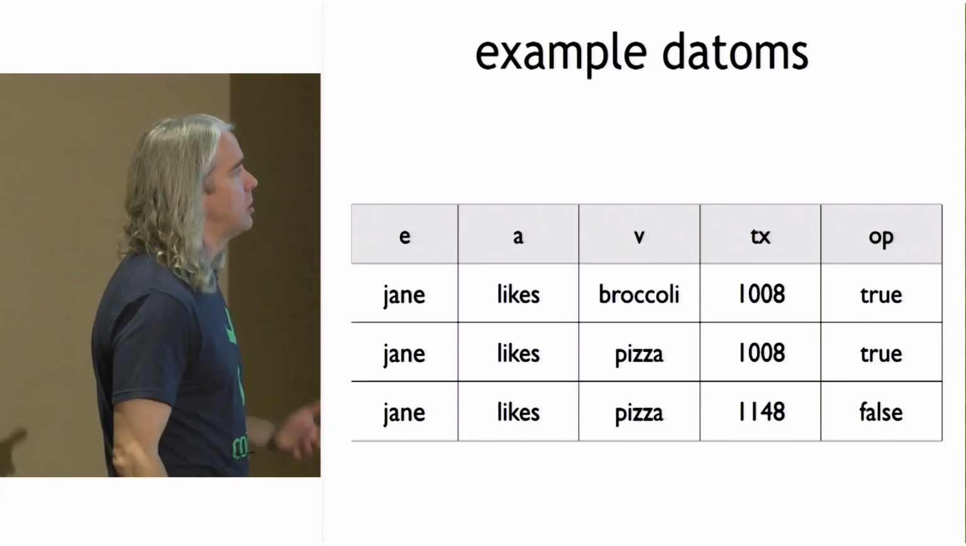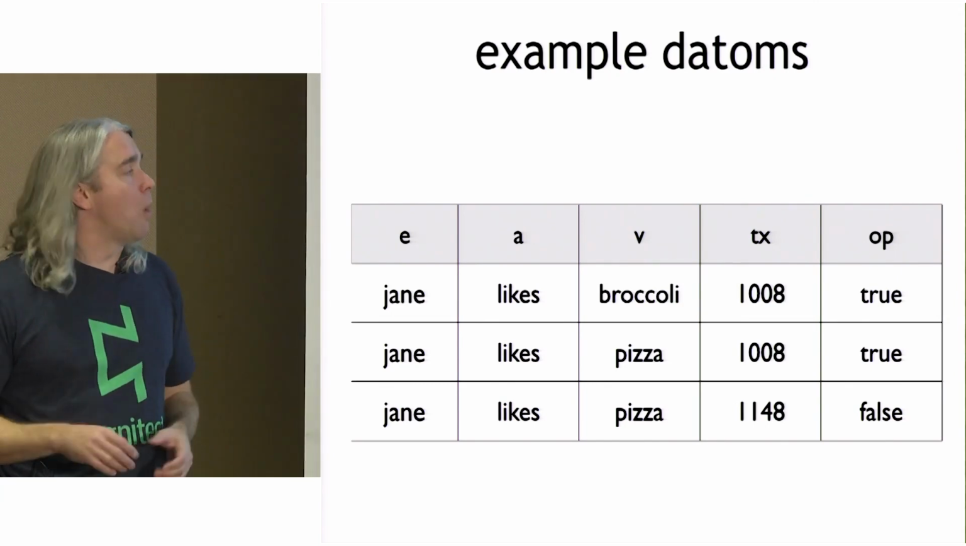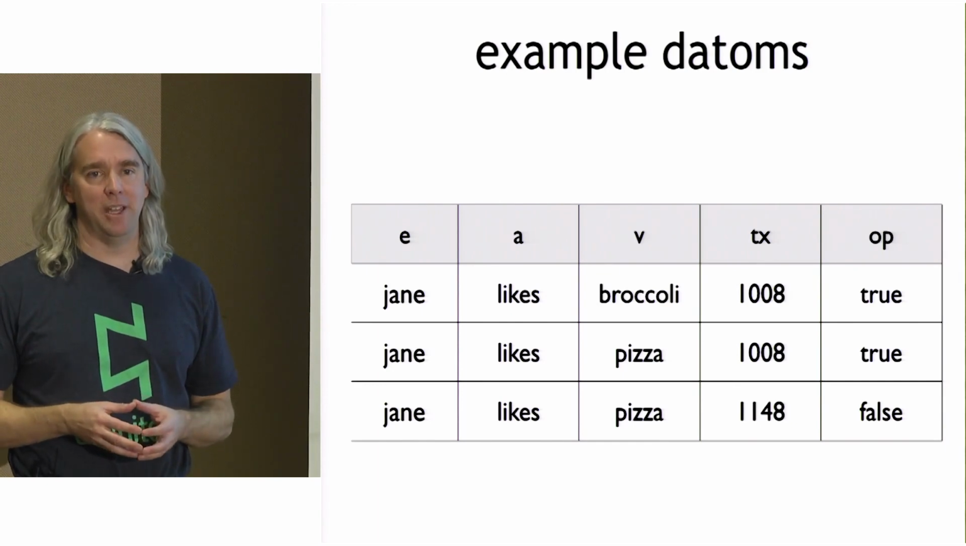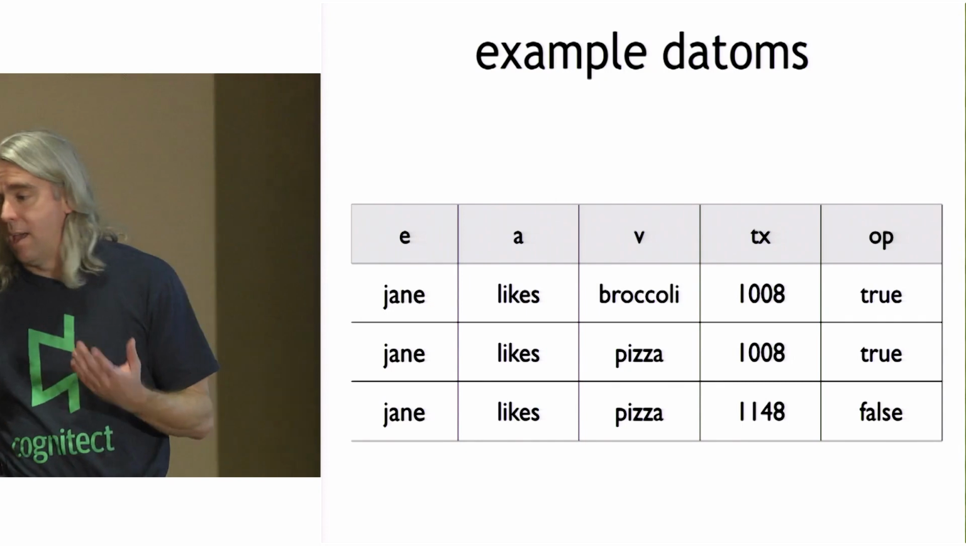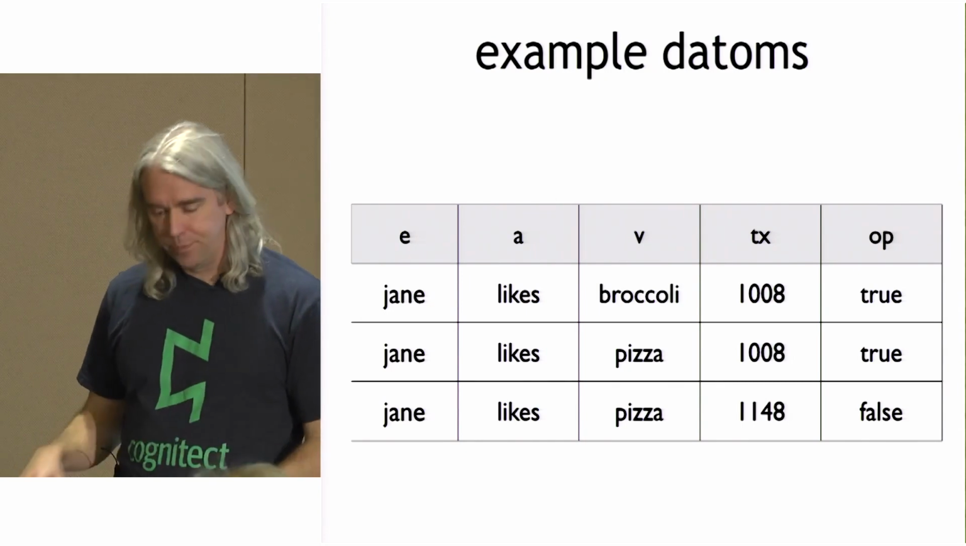And of course, when we start talking about Datomic's time model, you can say, well, as of time 1008, what do we know about Jane? Well, as of time 1008, Jane likes broccoli and Jane likes pizza. As of time 1148, Jane likes only broccoli.